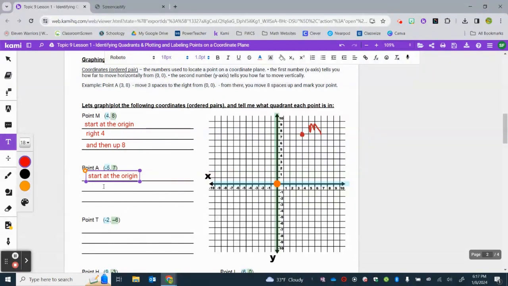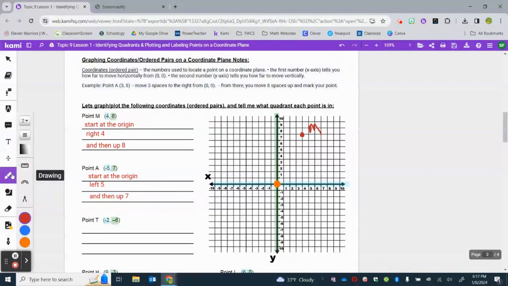Now, the x-coordinate is -5. So if I start at the origin, for me to get to -5 on the x-axis, I need to move left 5. And then the 7 is a positive, so I would go left 5 and then up 7. So we'll plot that with the marker again.